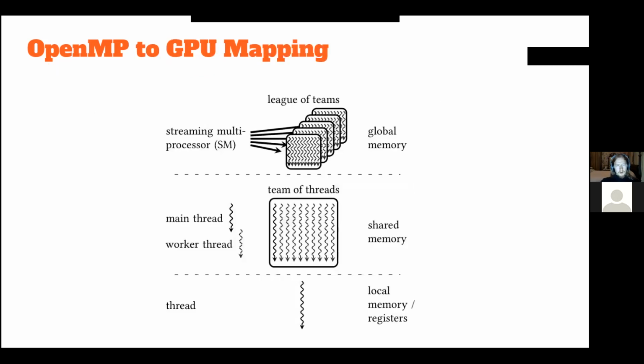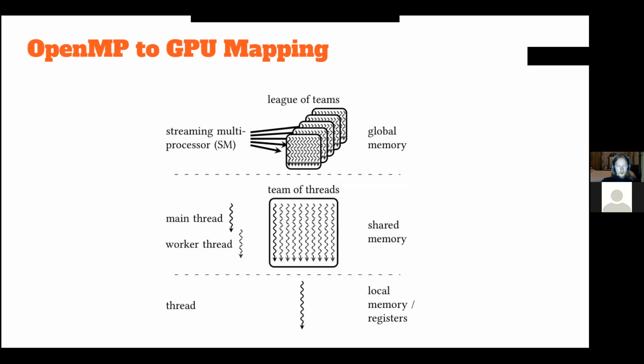Now, I'll explain very briefly how we map OpenMP to the GPU. So GPUs use streaming multiprocessors, and each SM contains a block of threads. So each SM in OpenMP is mapped to a single team. So this team can communicate with other teams using global memory, which is typically slow. Now, each one of those teams contains a bunch of threads.